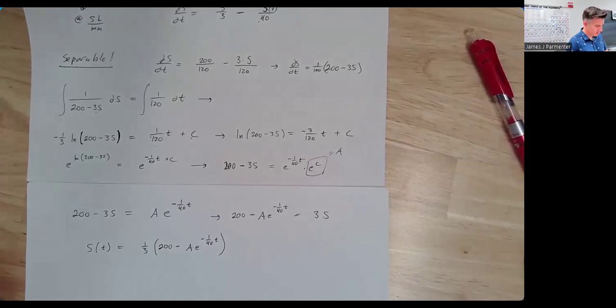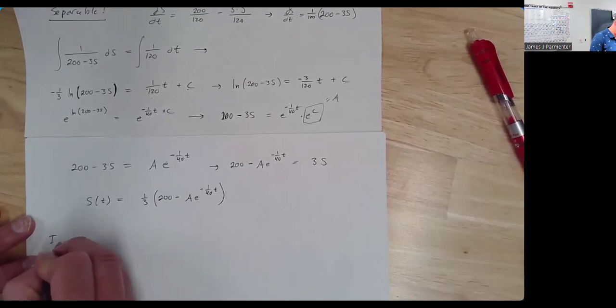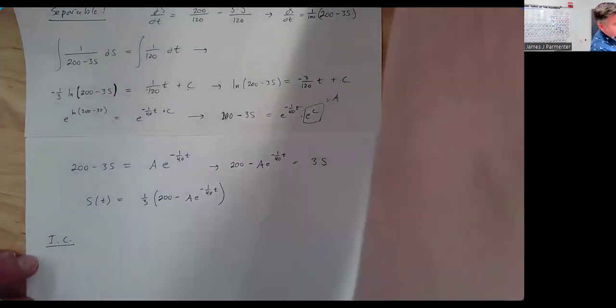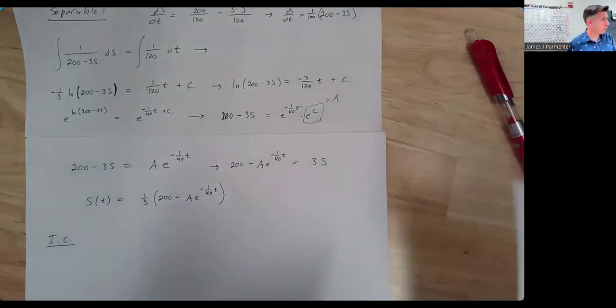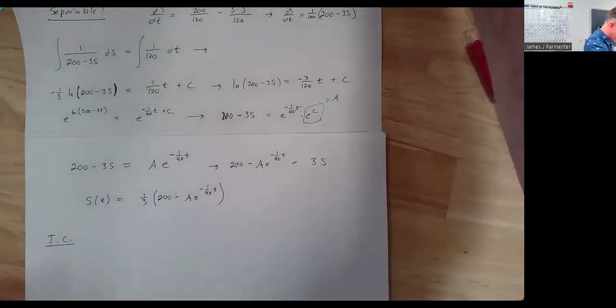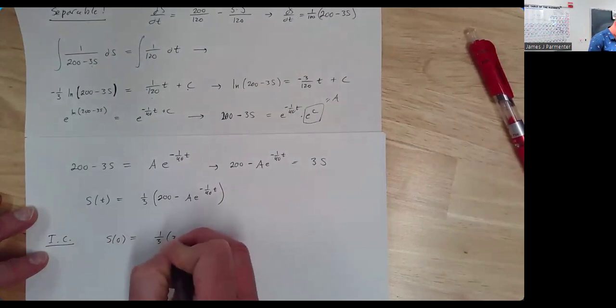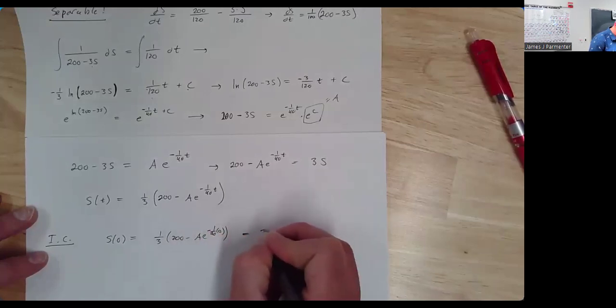And then we're going to use our initial condition to figure out what a should be. Our initial condition was that at the very beginning, the tank had, I think I said 20 kilograms of salt in it, or sorry, sugar in it. Let's double check before we just say what we think it is. Somewhere over here, let's see. In the beginning, yes, we had 20 kilograms of sugar in the tank. So that means that S of 0 is equal to 1/3 times 200 minus a e to the negative 1 over 40 times 0, and that should equal 20.